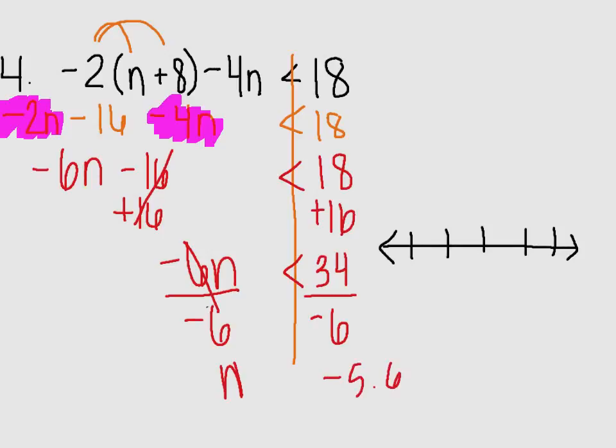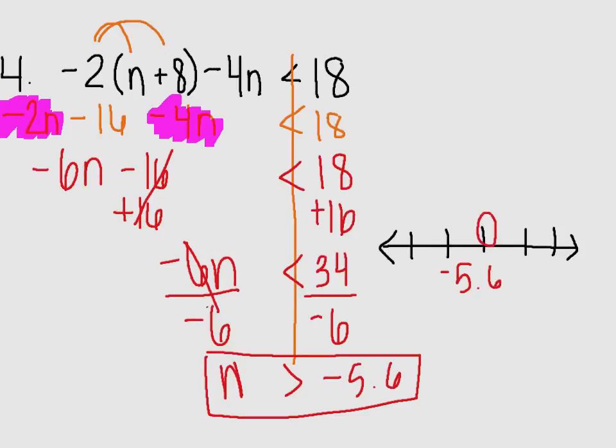I ask myself, did I multiply or divide by a negative number? I did, so I need to change my sign to greater than. Remember, I put my number in the front, which is negative 5.6. It's going to be an open circle to the right.